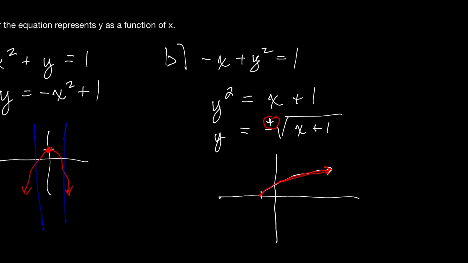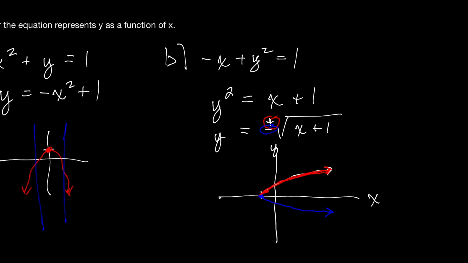The negative piece is just going to be flipped across the x-axis, right? This is my x-axis, this is my y-axis. So let me do the negative piece. I'll do that in blue. And so that would look like this. And this can also be typed into a graphing calculator naturally.